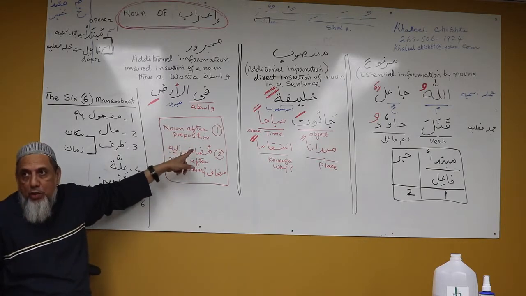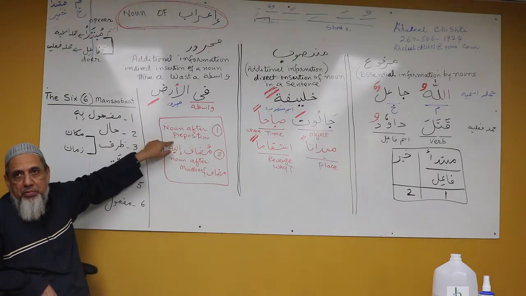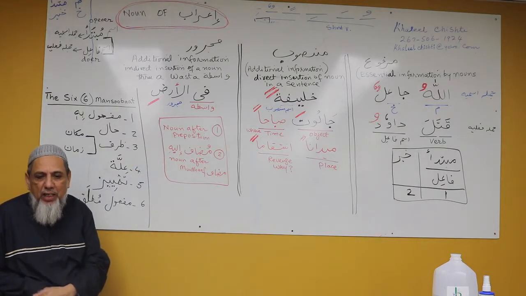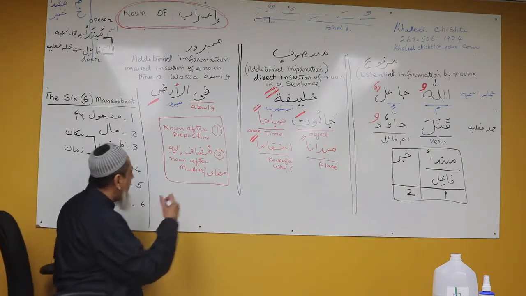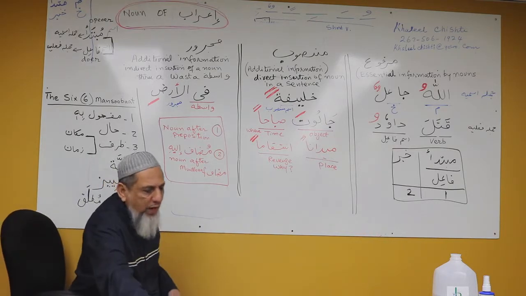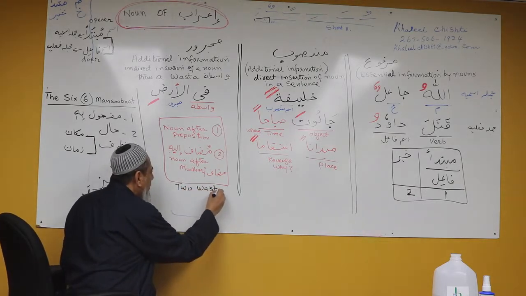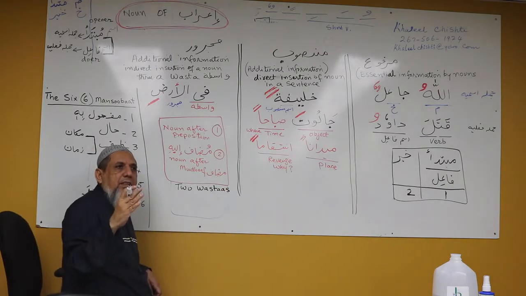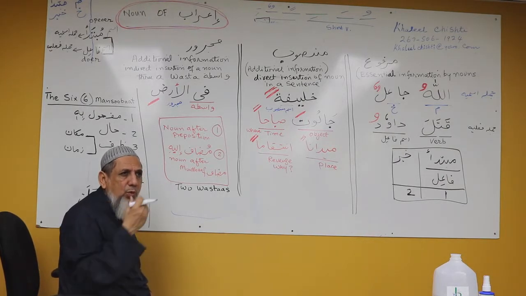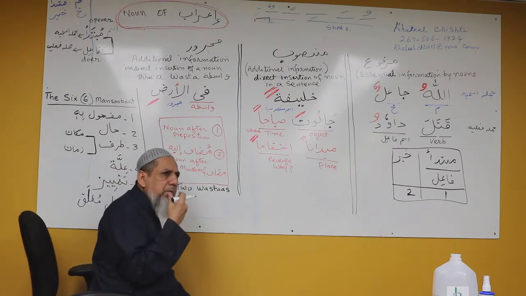Now here, two majrur. Noun after preposition, and mudaf ilayhi, noun after mudaf. So there are two wastas. What are they? You see, you have two wastas, right? Wasta means what? What can we try? Indirect additional information. No. Wasta is the middle. The balance. The medium.